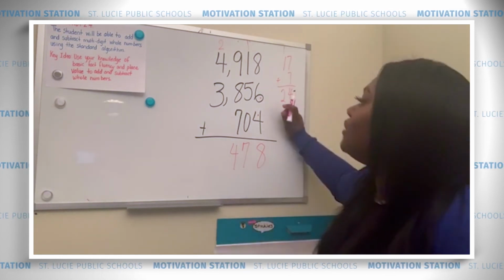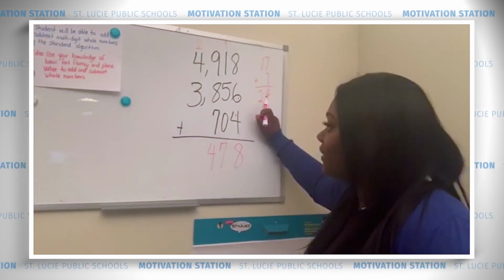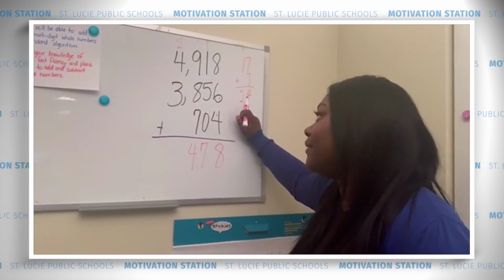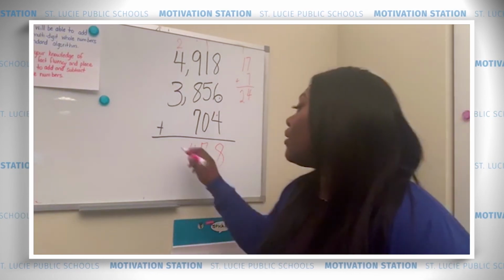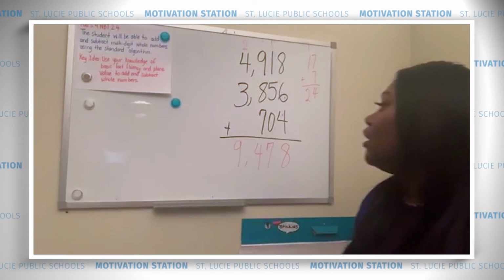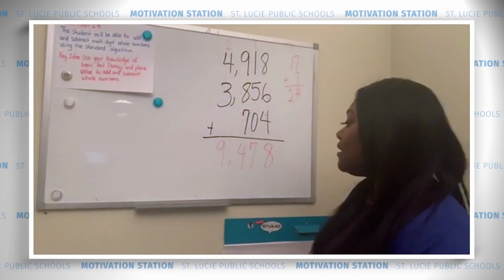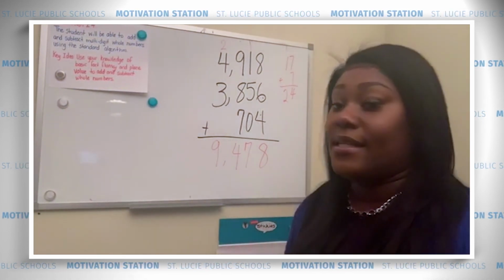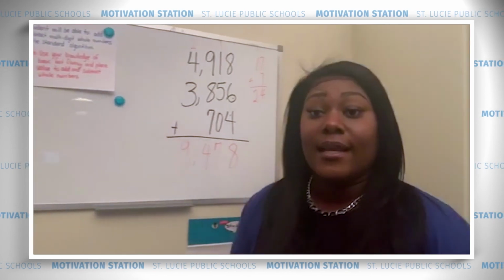Okay, so I have 2,000s and 4,000s and 3,000s. 4 and 3 is 7. Adding 2 more equals 9,000. So the total here is 9,478. Did you get that answer as well?